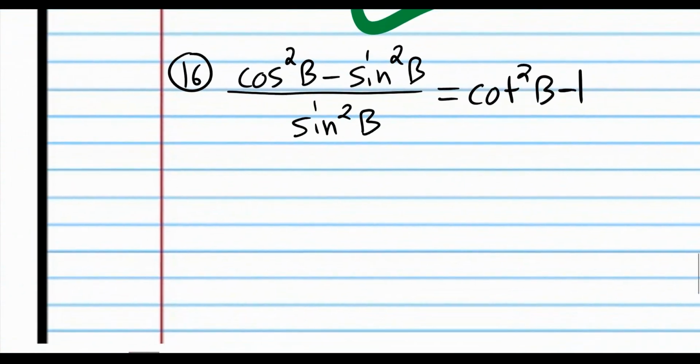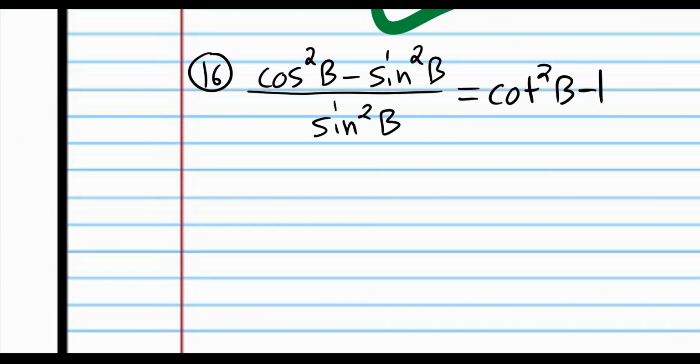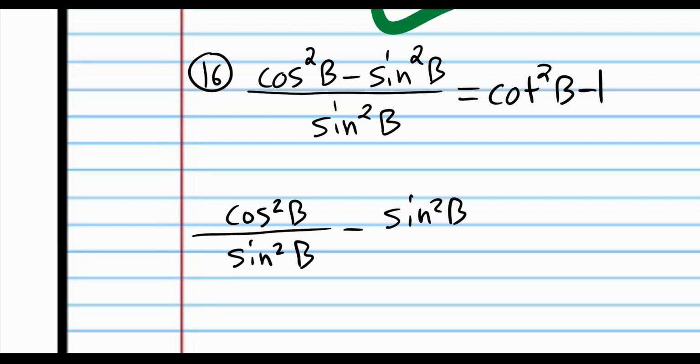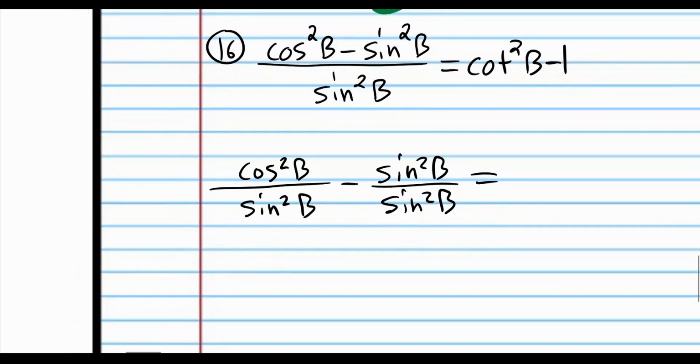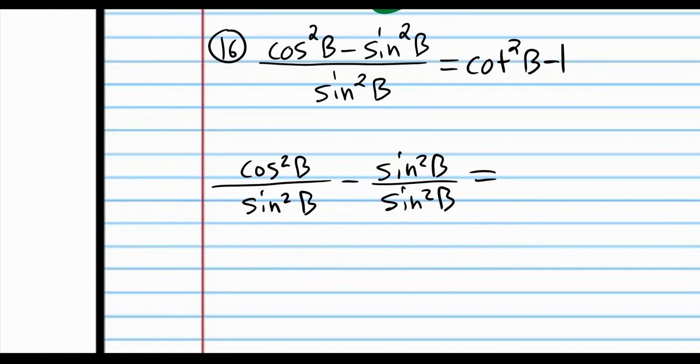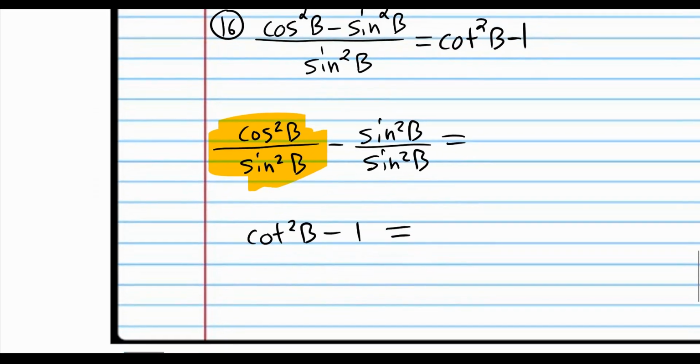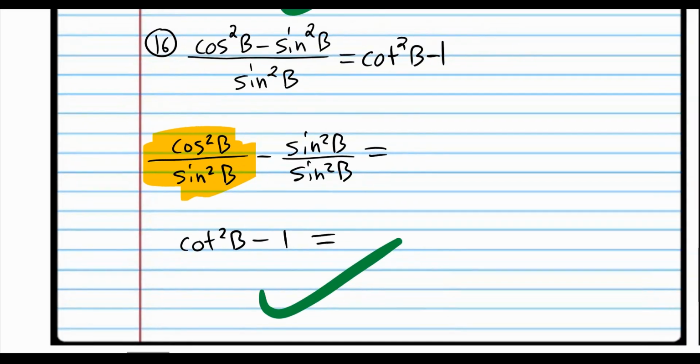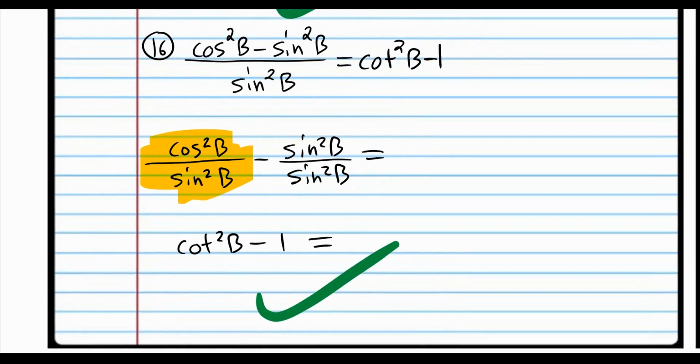Okay, we're back. So again, we're going to use fraction decomposition. So we're going to break it up into this fraction and this fraction, and of course we're going to use a ratio identity here, so we get cotangent squared b minus 1, and as you can see, that was pretty easy. So if we got that one right, excellent.